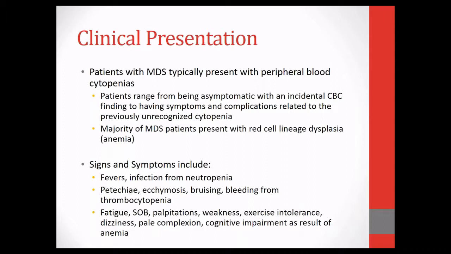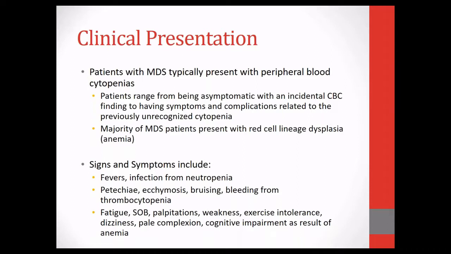Patients with MDS typically present with blood cytopenias, including anemia, thrombocytopenia, or neutropenia. Patients can range from being asymptomatic with an incidental finding in their CBC of having MDS to then having symptoms or complications related to the previously unrecognized cytopenia.